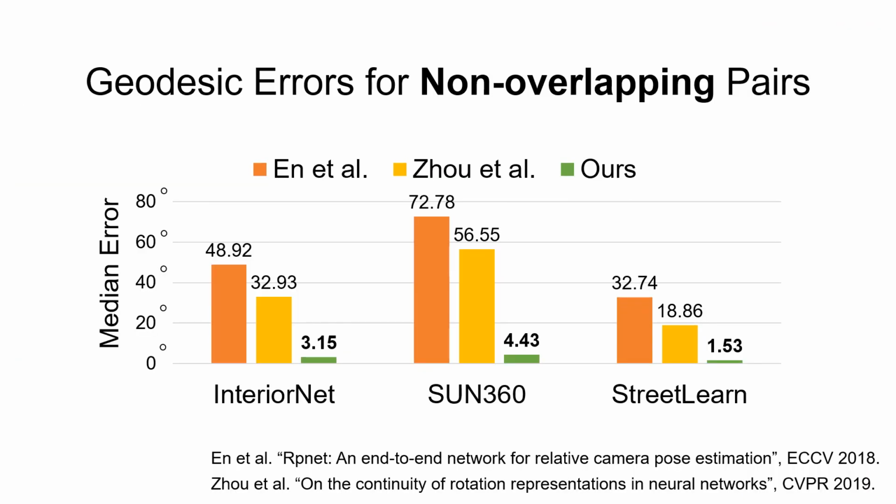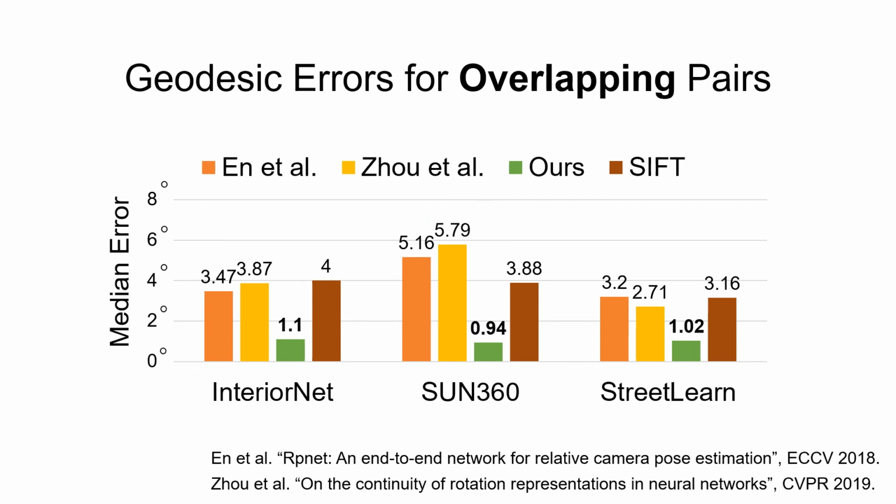Our evaluation shows that our model can successfully estimate relative rotations among non-overlapping images, showing significant improvements over baseline regression models, including the methods by Cai et al. and Jordan et al. presented here, for the indoor InteriorNet and SUN360 datasets, and also for the outdoor StreetLearn dataset. At the same time, our method does not compromise performance over overlapping image pairs.